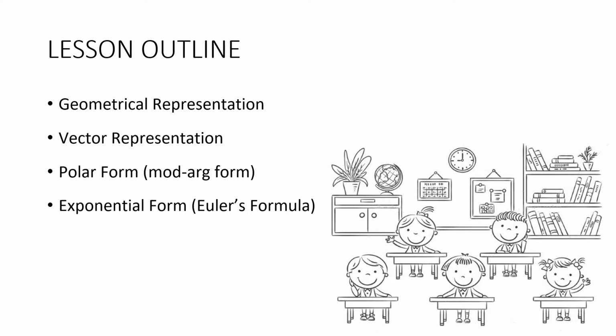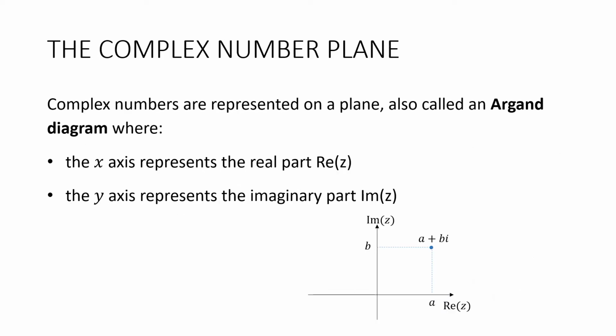Geometrical representation of complex numbers, in particular vector representation. Then we're going to look at polar form, which is also known as MOD-ARG form, and then exponential form, also known as Euler's formula.